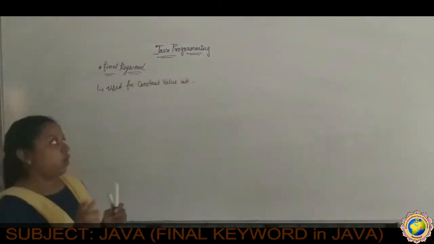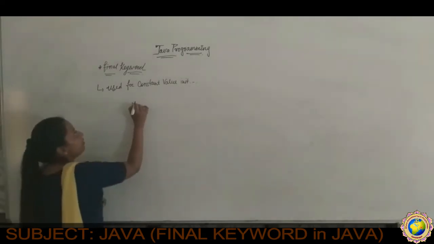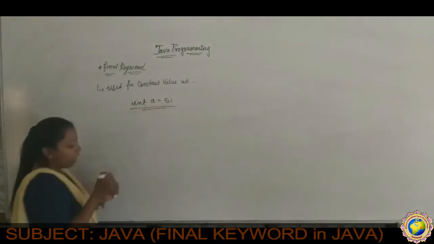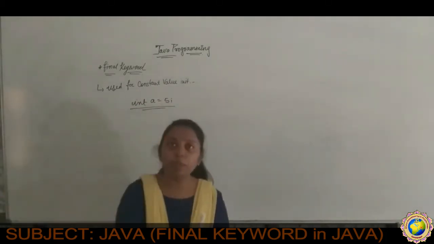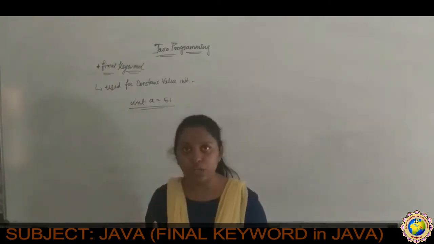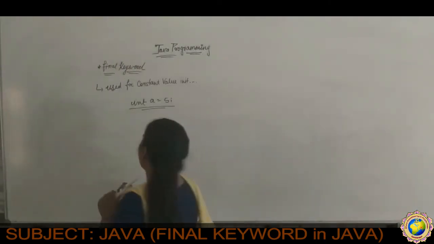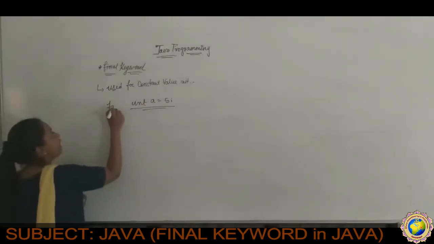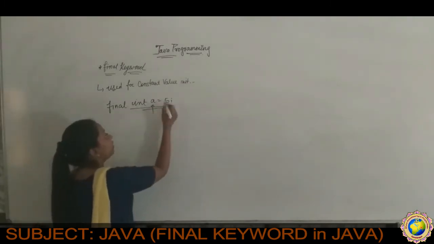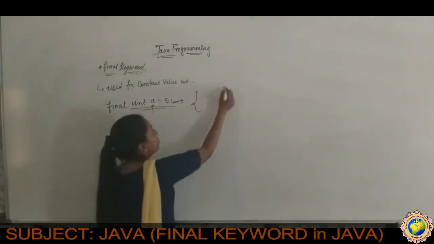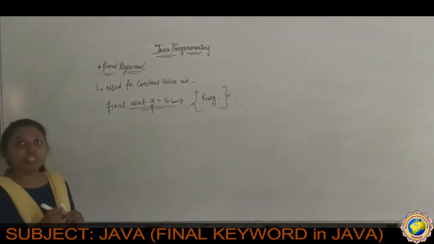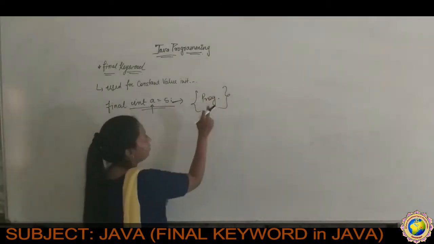For example, we have written here int a = 5, and in the whole program I want to keep the value of a as 5 only. Then I have to write final here. That means the value of a will not be changed in the whole program. Okay, so this is about the final keyword.